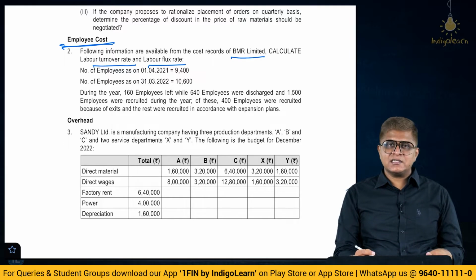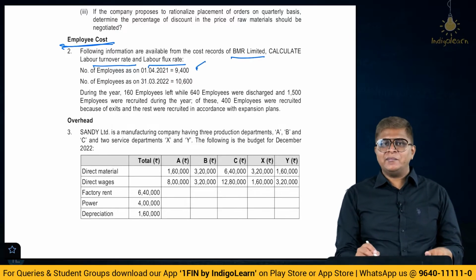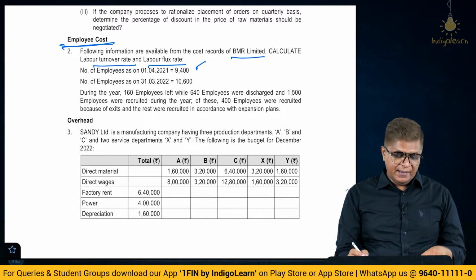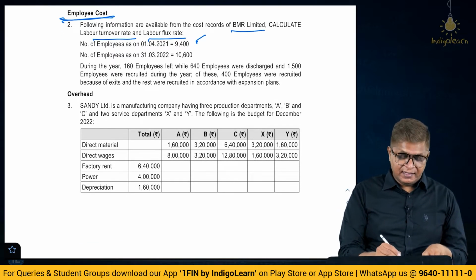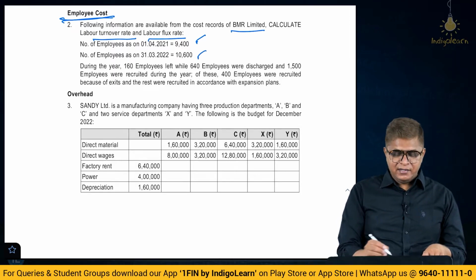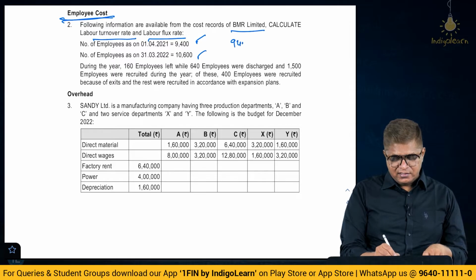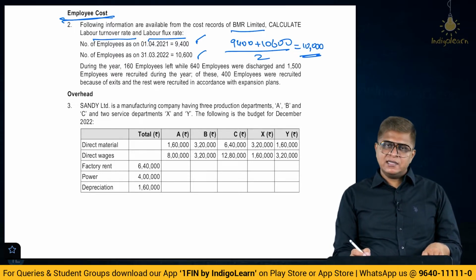Number of employees as on 1/4/21, 9,400. So at the beginning there are 9,400 employees. Number of employees as on 31/3/22, 10,600. So at the start 9,400, at the end 10,600. If I was to calculate the average number of employees, that will come as 10,000. So the average number of employees is 10,000.